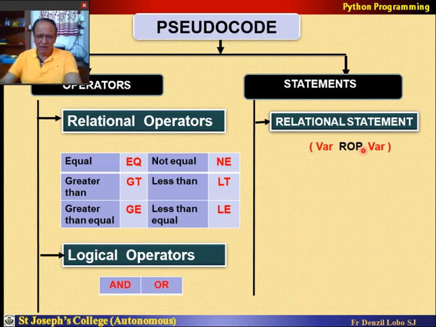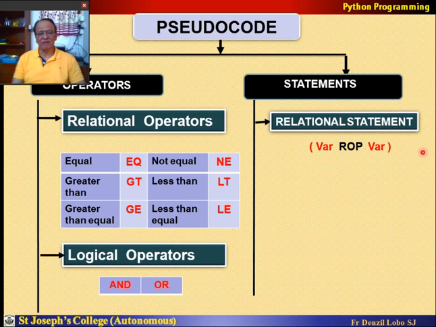A relational statement has the form: variable, relational operator, variable. So A equal to B: I am asking, is the value contained in A equal to the value contained in B? Or is A greater than B? In other words, is the value contained in A greater than the value contained in B? These are the questions we are going to ask, and therefore this is a relational statement.